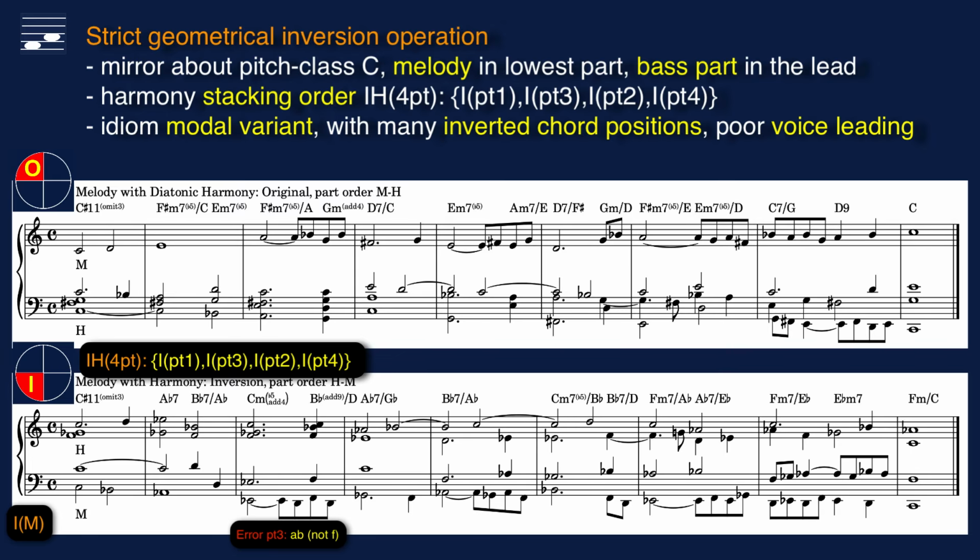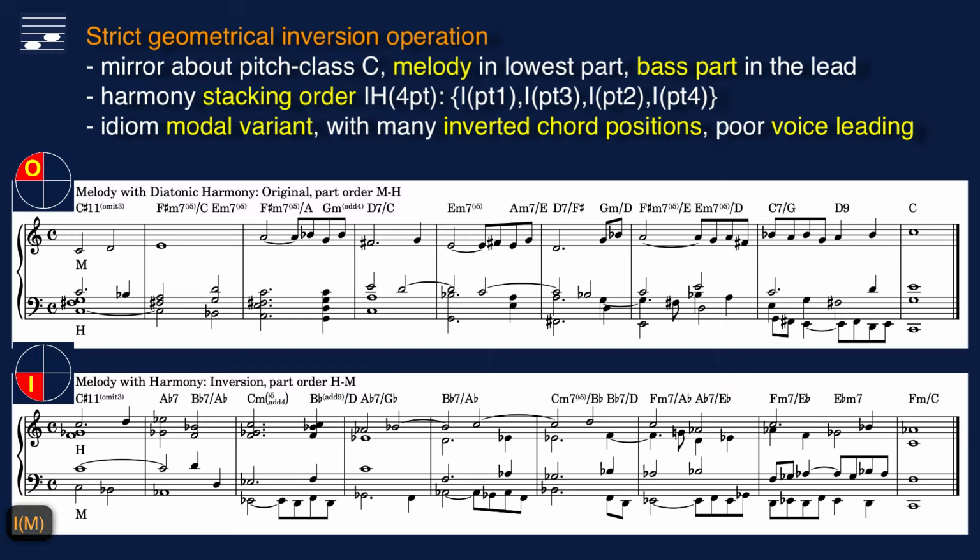Forgive my quality control slip in measure 3, where the F natural in part 3 should have been an A flat. The overall top-down voice stacking is part 1, 3, 2, 4, then melody, but you'll find local deviations to obtain better balance. Have a listen to this inversion setting.